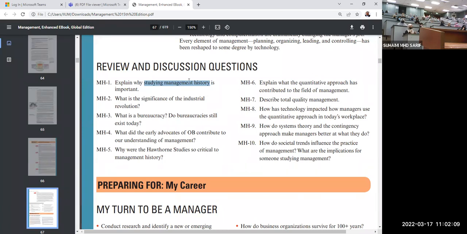Then you go back to the textbook. So what they said about the importance of studying management history. They don't give it to you the way the question does. The question asks you to give 2 points, for example. In the final exam, the question is more specific: explain 2 reasons for studying management history. In the textbook, it doesn't give you 2 points.